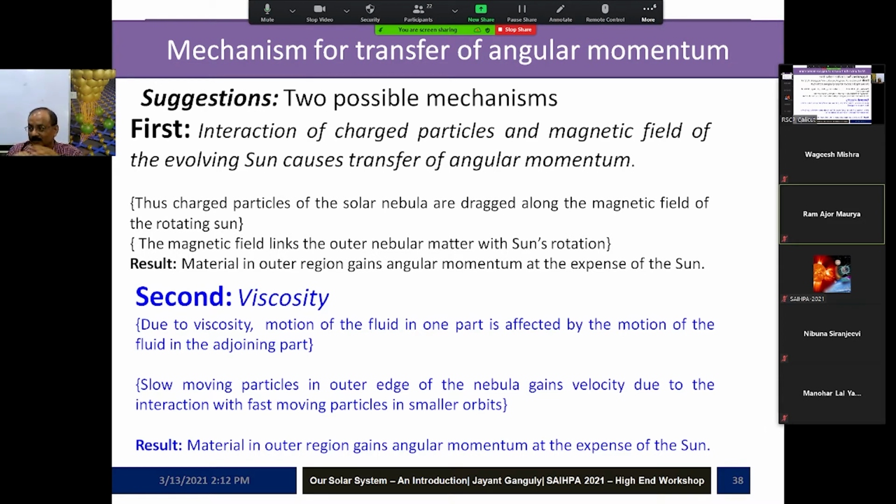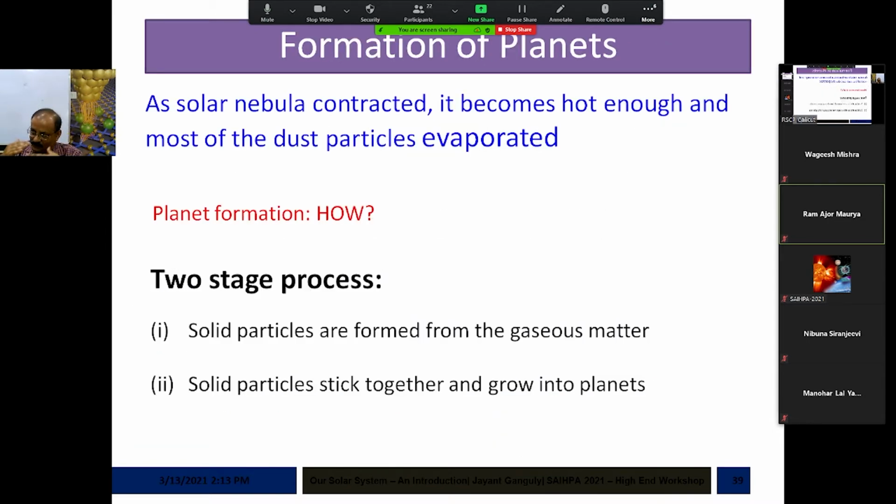The second suggestion is viscosity, because as we know, viscosity is a dragging force, and each layer drags the adjacent layer, and ultimately the slower one moves faster and the faster gets slower, and in this way it stabilizes. So viscosity is one more mechanism. As a result of these two, the materials of the outer solar system gain angular momentum at the expense of the angular momentum of the Sun, and this is the process with which the angular momentum discrepancy is explained. Now the angular momentum is explained in the Nebula hypothesis.